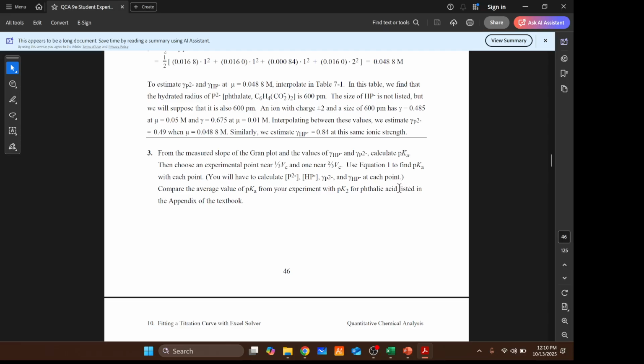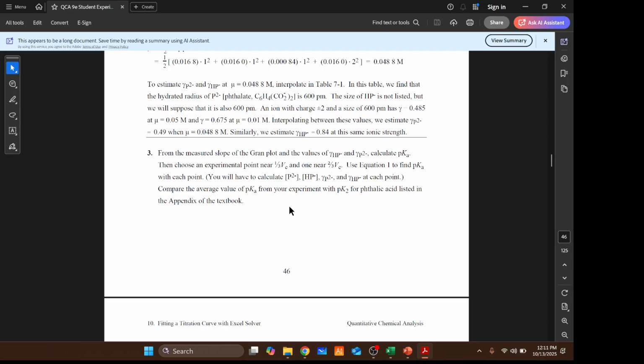And so you can actually calculate the pKa with each point because you already know all the other values. You know the activities, you know all these other things, right? Now, these values are not necessarily going to be perfect when you calculate them. You'll see they'll be a little off, but they'll be pretty close.